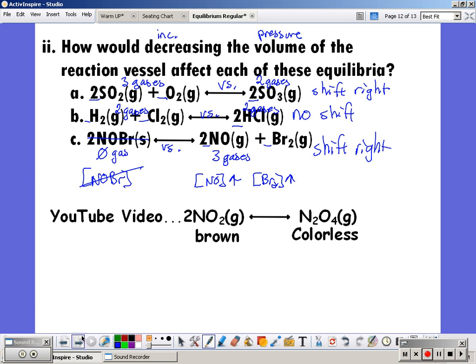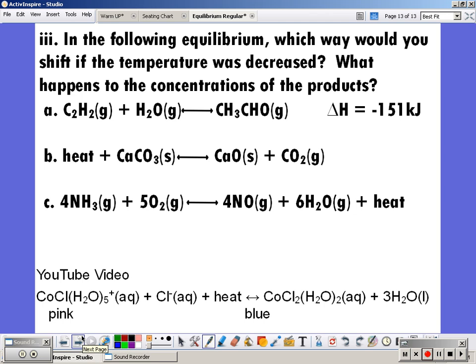In the following equilibrium, which way would you shift if temperature was decreased? Another way of saying temperature decreased is by saying that it was cooled. So what happens to the concentration of the products? Well, if we look at the first one, it gives us a delta H value of negative. Don't worry about the number or the units. The negative delta H tells me that this is an exothermic reaction. So that heat is actually a product. So we can put plus heat or plus temperature as a product.